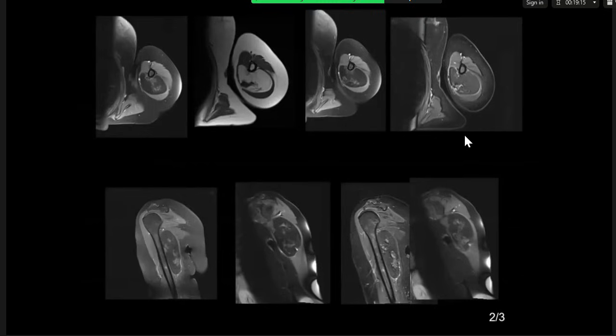The overall appearances are suspicious for a soft tissue neoplasm, and a liposarcoma has to be considered a possibility. Therefore, I think the patient should be discussed at the regional sarcoma MDT and planned for a biopsy made with their input to ensure a safe tract.